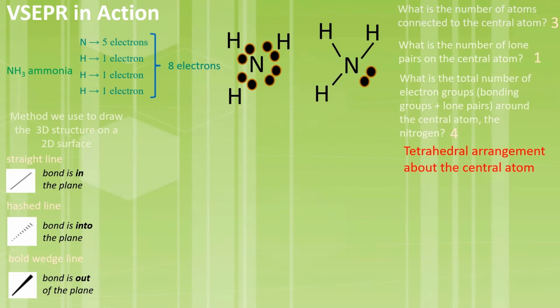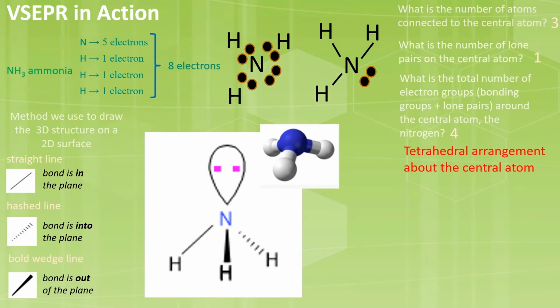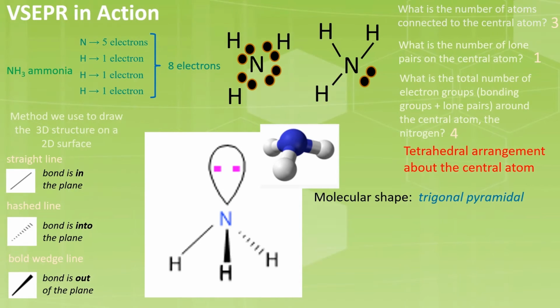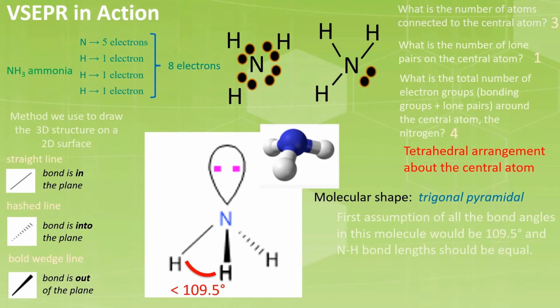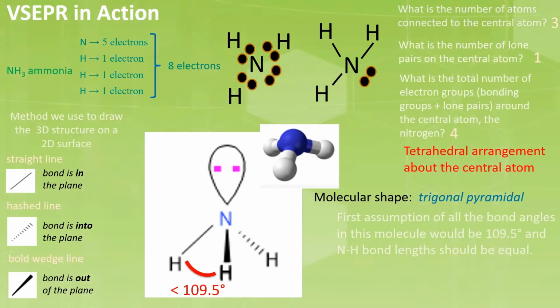Using these drawing tools, we can now draw the tetrahedral representation of the 4 electron groups around the ammonia molecule, with the hydrogen atoms forming a pyramid shape below the nitrogen and the lone pair of electrons filling up space on top. Looking at just the arrangement of the atoms, ignoring the lone electron pair at the top, the geometry and the shape of this molecule looks like a pyramid and is called trigonal pyramidal. Our first assumption of all the bond angles in this molecule would be 109.5 degrees, and due to the symmetry, each NH bond should be equal.